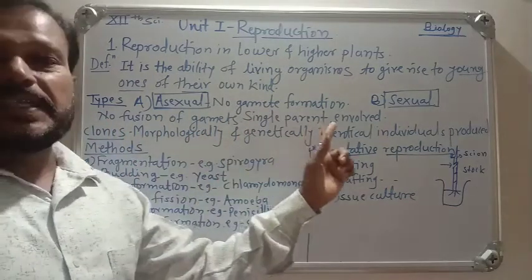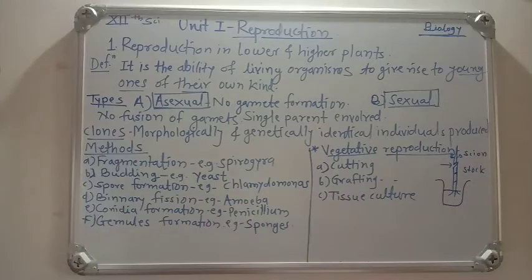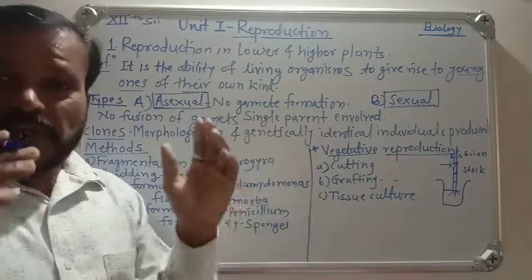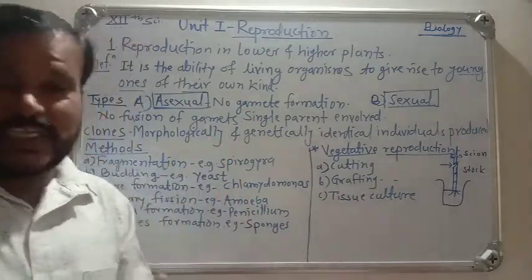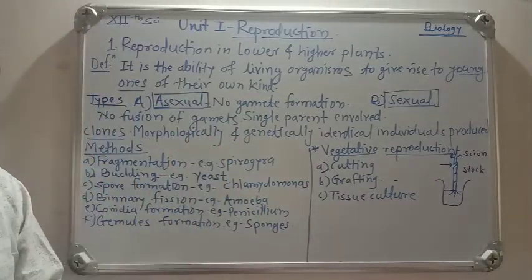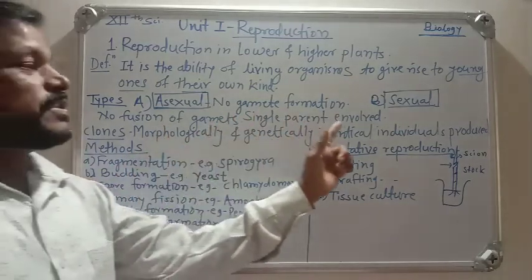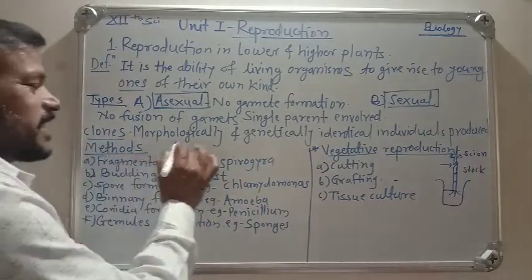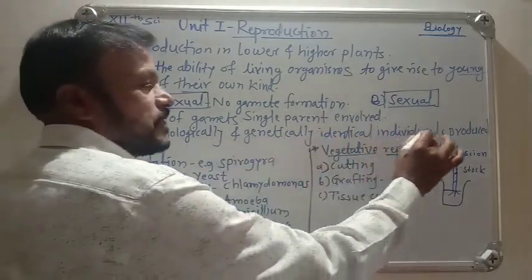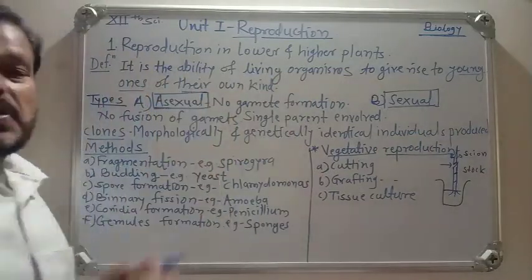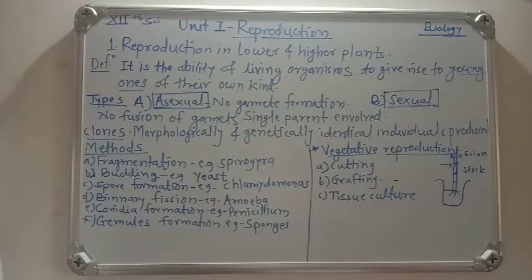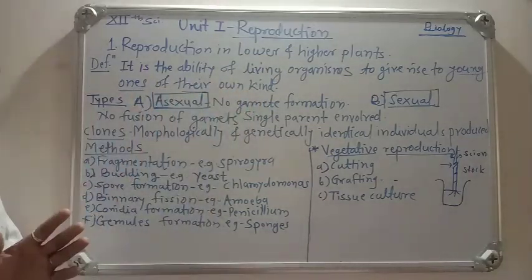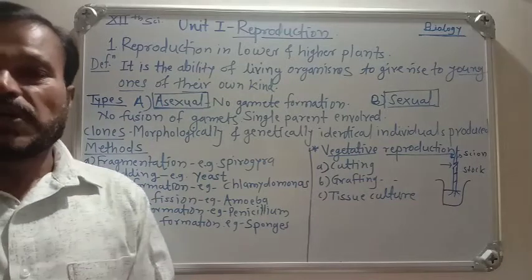Only one parent is essential for asexual reproduction. After asexual reproduction, the individuals produced are morphologically and genetically identical. So these are called clones. The definition of clones: morphologically and genetically identical individuals produced by asexual reproduction are called clones. Means there are two definitions: asexual reproduction and clones. This is about the introduction of asexual reproduction.